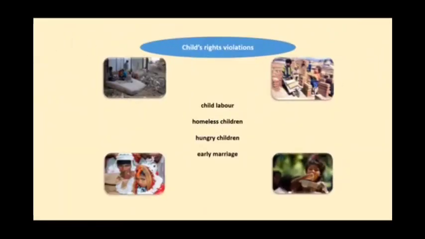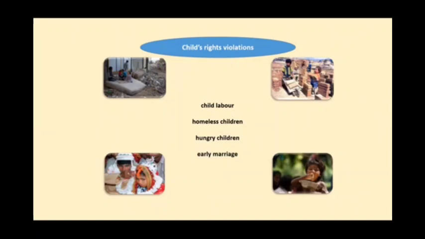As you may have noticed, the video is about child rights and the potential violations this can be subject to. Now, look at the pictures, please. What violations of child rights does each represent? Child labor, homeless children, hungry children, early marriage.